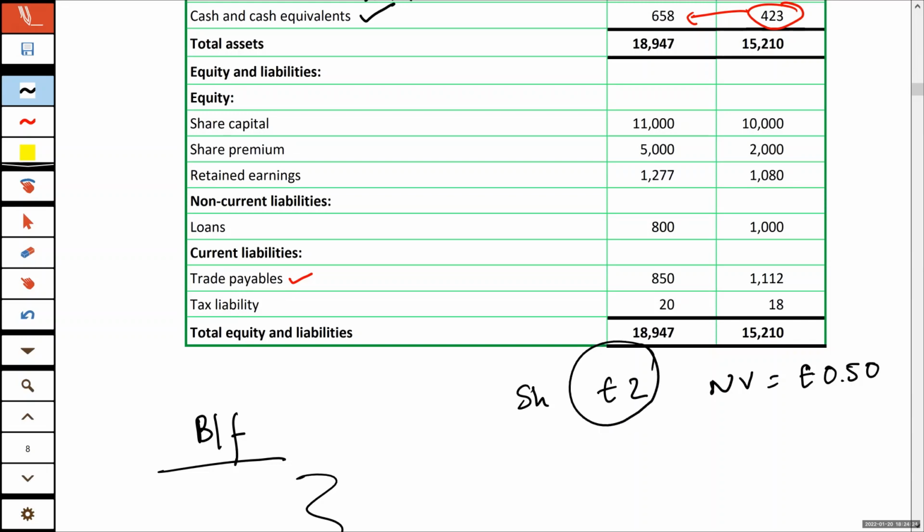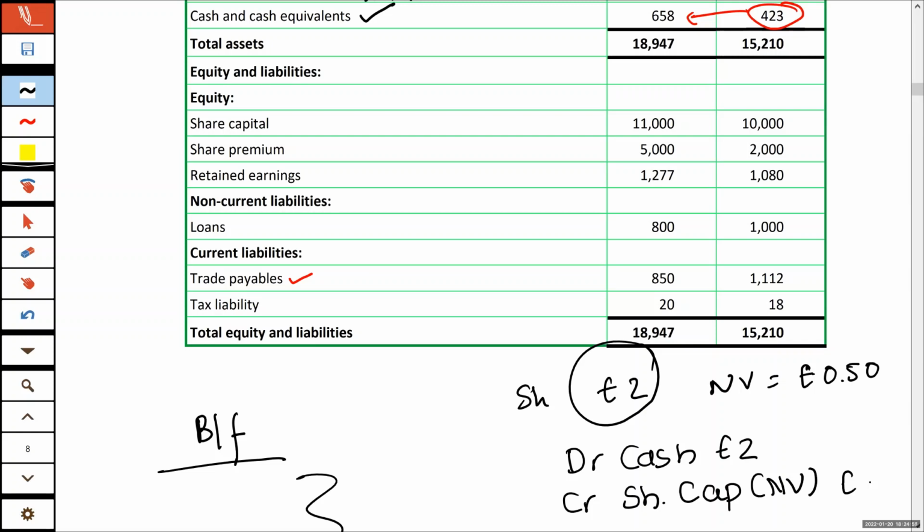You've got £2 cash. Any idea? Perfect. Yeah, cash coming in, debit cash, £2. Remember, share capital, when you do credit share capital, it will always be nominal value. So the nominal value of share is 50p. That means anything extra I've received goes in share premium.